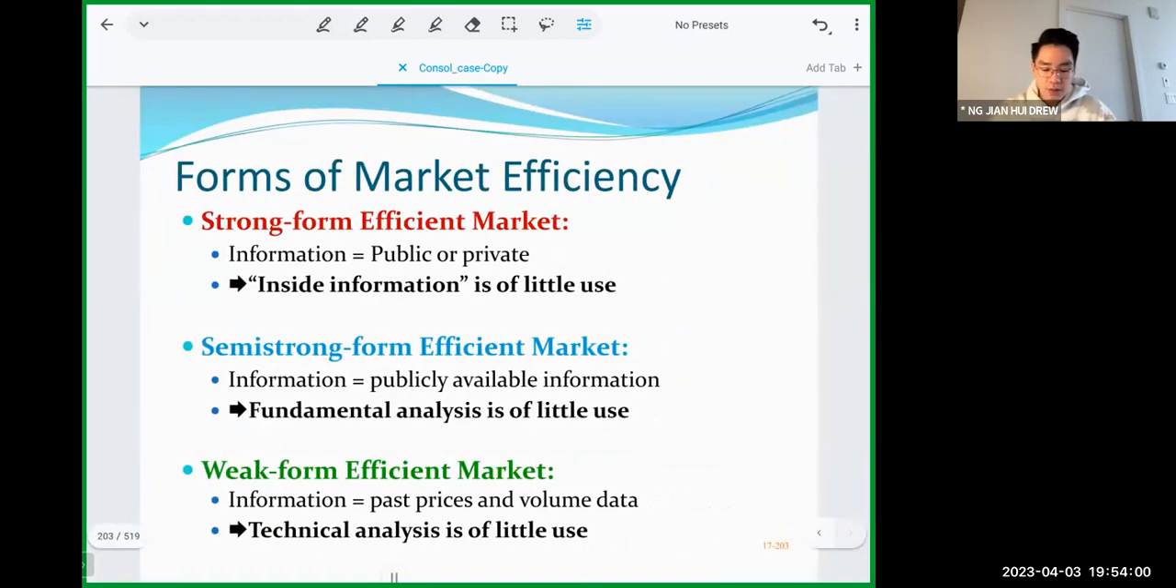Okay, so now let's think about the types of efficiency. We are still under the efficient market hypothesis. There are three types of market efficiency that we need to understand: the strong form, the semi-strong, and the weak form. So what does this all mean? It seems quite strange, right? I'm just going to the next slide. So this is just an overview.